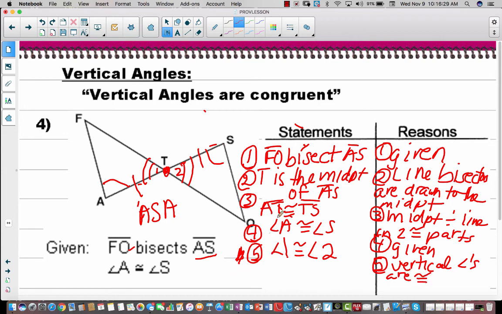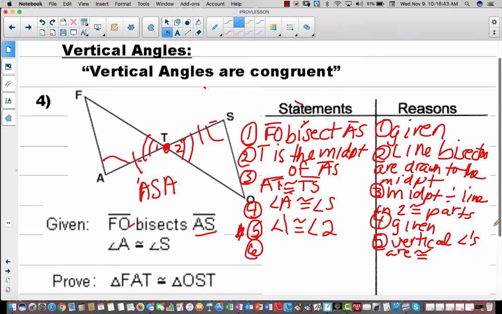And my last step, make sure you have 3 congruents in your statement columns between sides and angles, and we do through steps 3, 4, and 5. So my last and final step would be the proof. So let's take a look. Scroll down a little. So triangle FAT became congruent to triangle OST, and my method was angle side angle congruent to angle side angle.